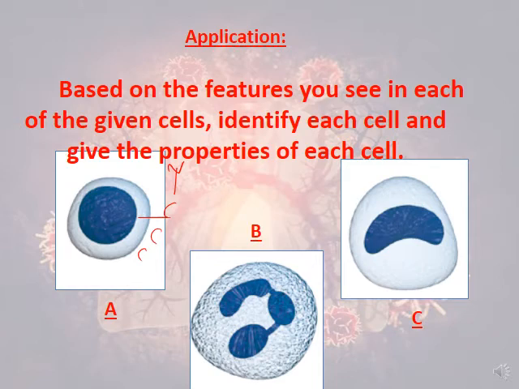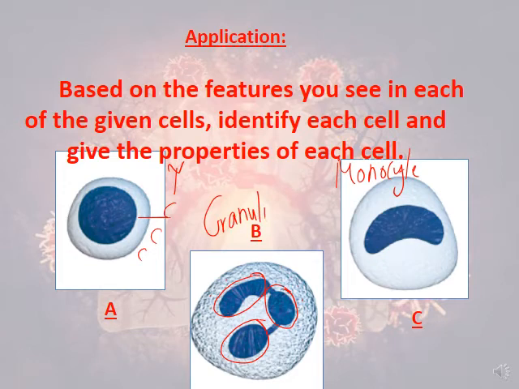B, as you see, has a multi-lobed nucleus. One, two, three. So it's a multi-lobed nucleus. It's the granulocyte. It also has granules in the cytoplasm, but the main difference is the multi-lobed nucleus, because sometimes the granules can be seen in the figure. Okay? While C has a horseshoe-shaped nucleus, so C is the monocyte, and this is the granulocyte, and here A is a B or T lymphocyte.